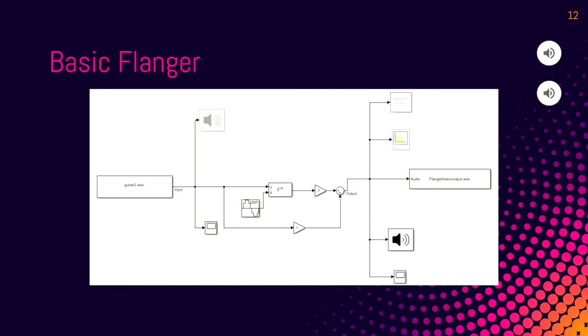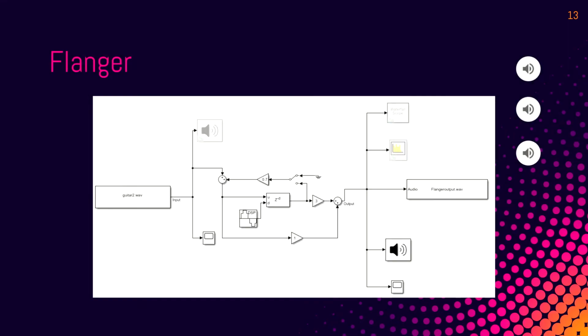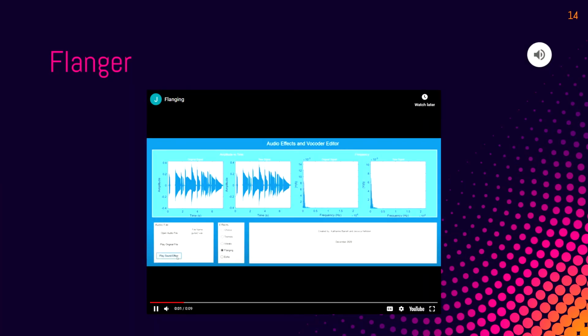Here is the Simulink model for the basic flanger and what the output file sounded like. And the flanger with feedback. The Simulink model for the flanger with feedback is less simple and briefly caused some problems as it attempted to crash my laptop. This is an example of the flanger effect using Matlab code.